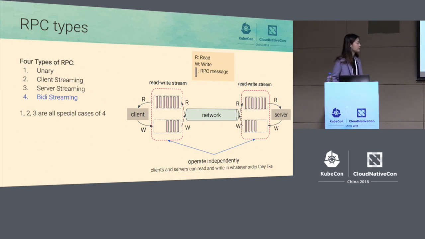For this type of RPC, there's no restriction on the messages sent by the client or the server. Actually, gRPC implemented bidirectional streaming natively, and all the other 3 types are just special cases of bidirectional streaming. The picture on the right-hand side illustrates the concept of bidirectional streaming. Essentially, there is a read-write stream on both client side and server side, and these 2 streams operate completely independently, allowing the client and the server to read and write in whatever order they like.